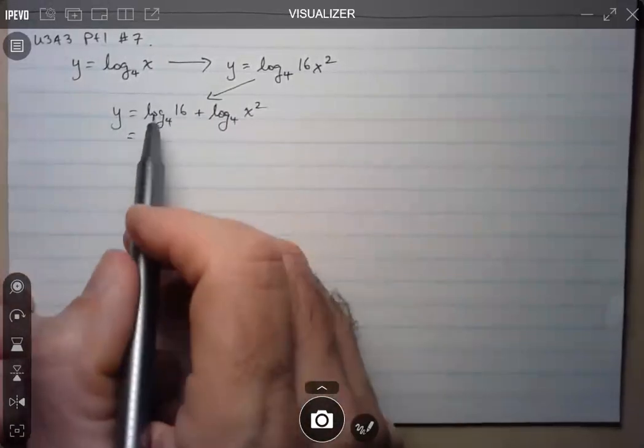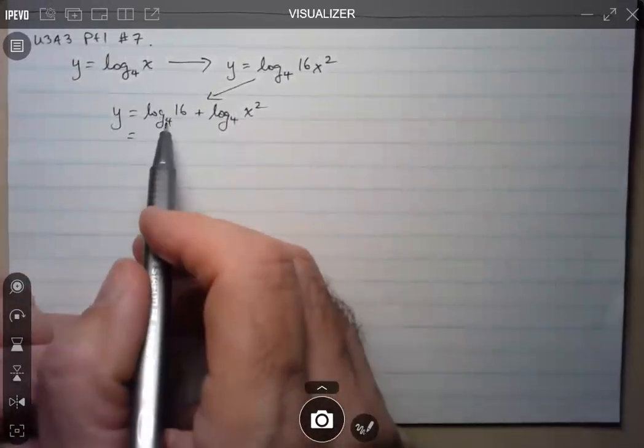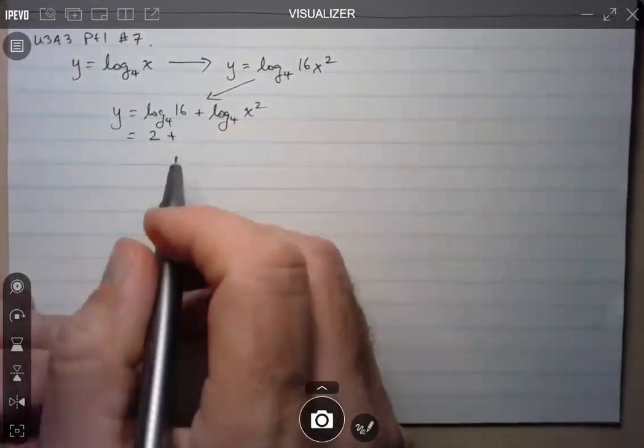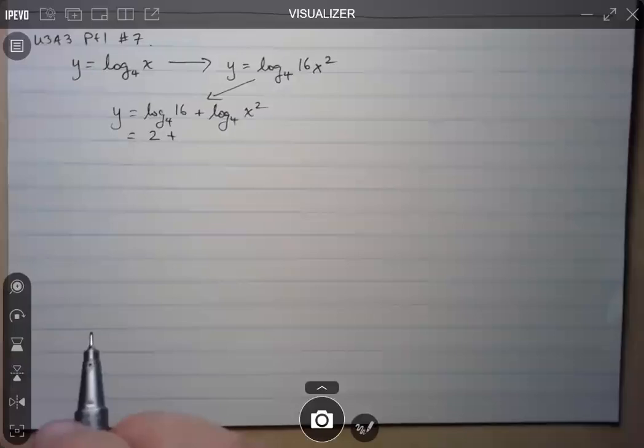But now when I do that, I know log base 4 of 16, well, that's an easy thing to calculate, because what power of 4 is equal to 16? That's just 2. So I notice here I'm adding a 2. So already I can see I've got a vertical translation, it looks like.